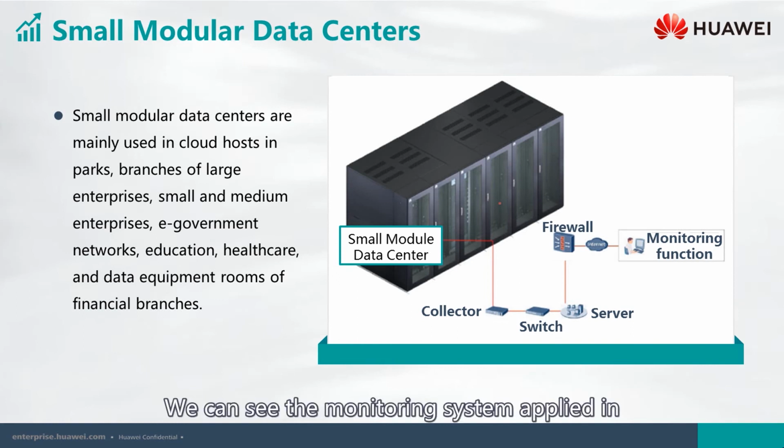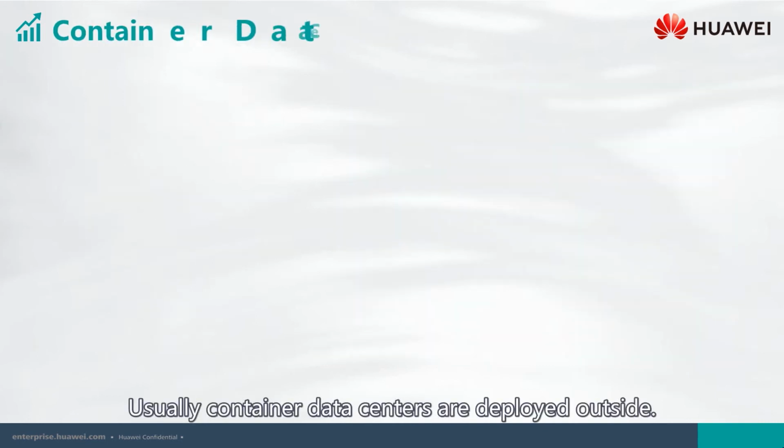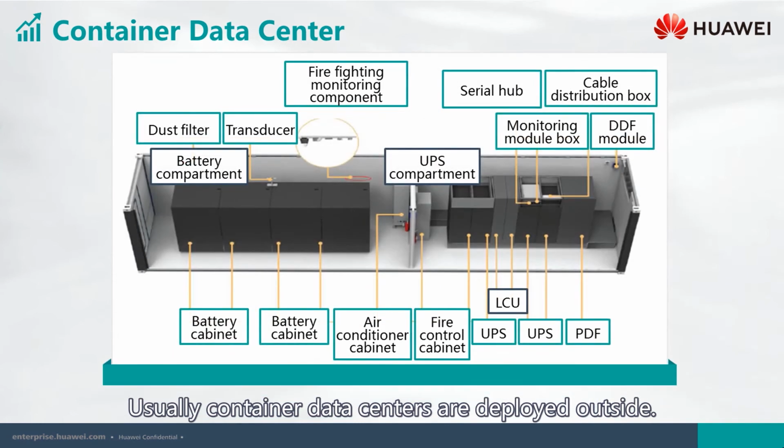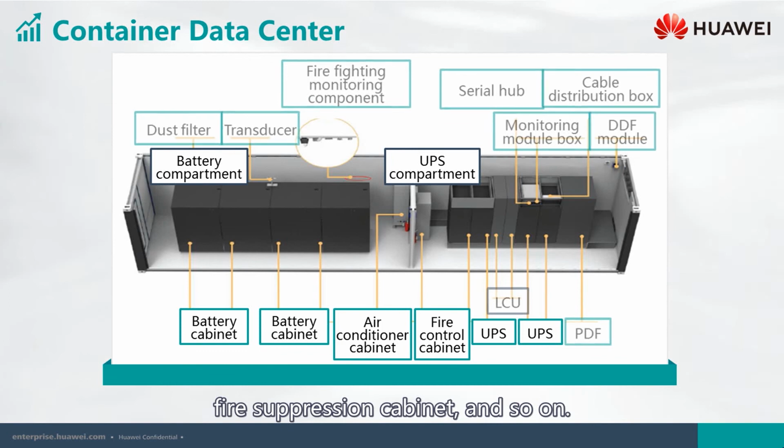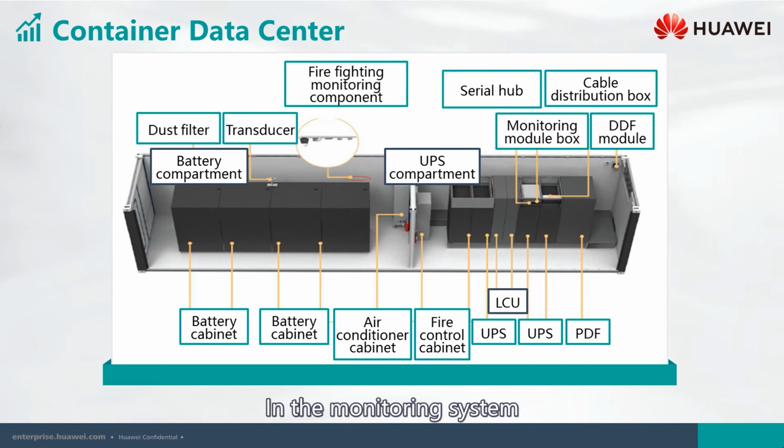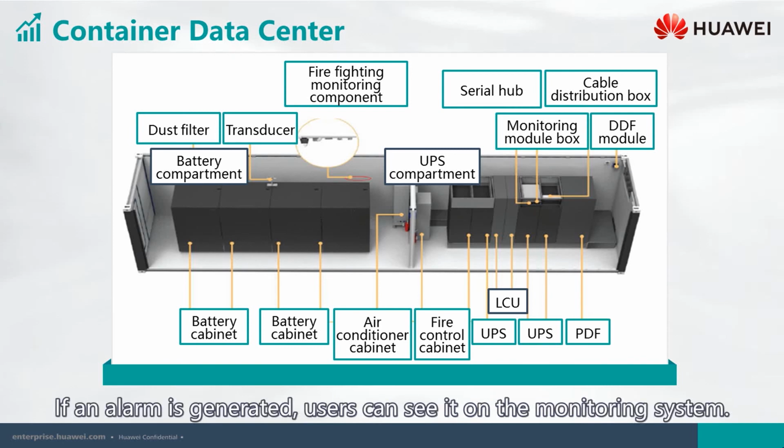We can see the monitoring system applied in container data centers. Usually, container data centers are deployed outside. There are also many devices in the data center. Here, we can see a UPS, battery, air conditioner, fire suppression cabinet, and so on. In the monitoring system, we also can see the status of these devices. If an alarm is generated, users can see it on the monitoring system.